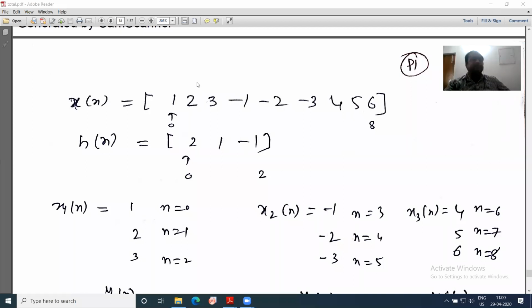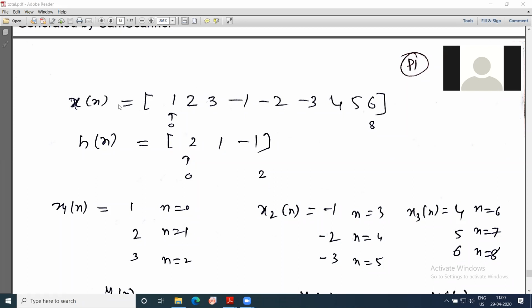Now you break this into 4 sections. One is 1, 2, another section is 3, minus 1, another is minus 2, minus 3, then 4, 5 is another section. Then each block length will be 2.